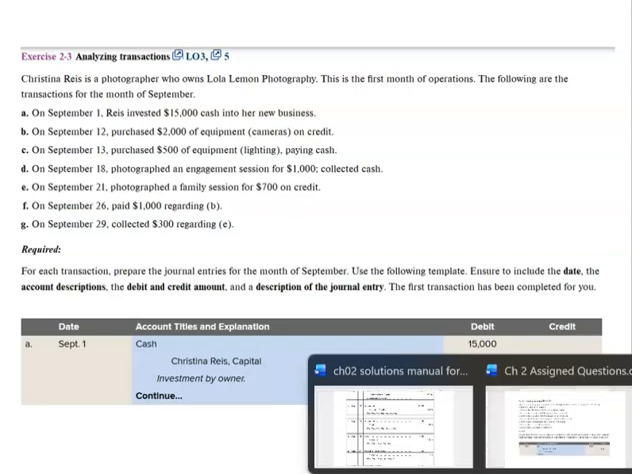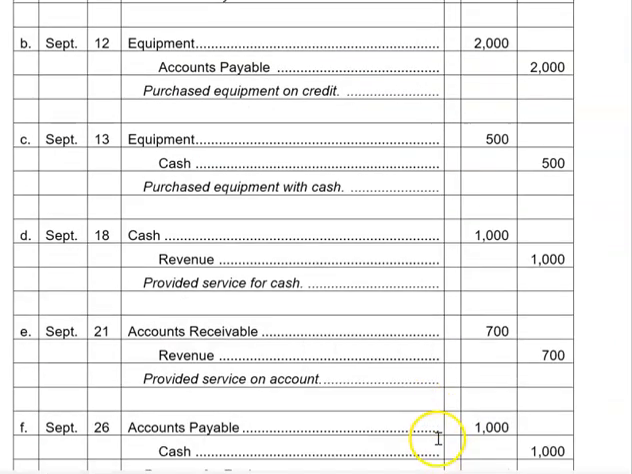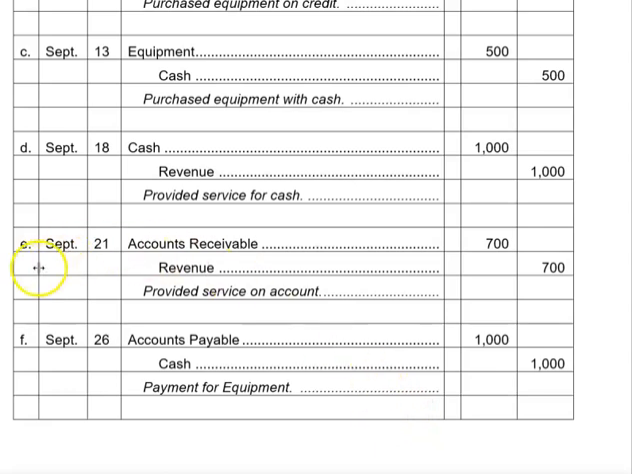Accounts receivable. So here we have E, September 21st, accounts receivable, which is an asset, $700. And it's an asset because the customer owes us money. And again, it's revenue again because the reason they owe us money is because we provided the service. So revenue is $700.